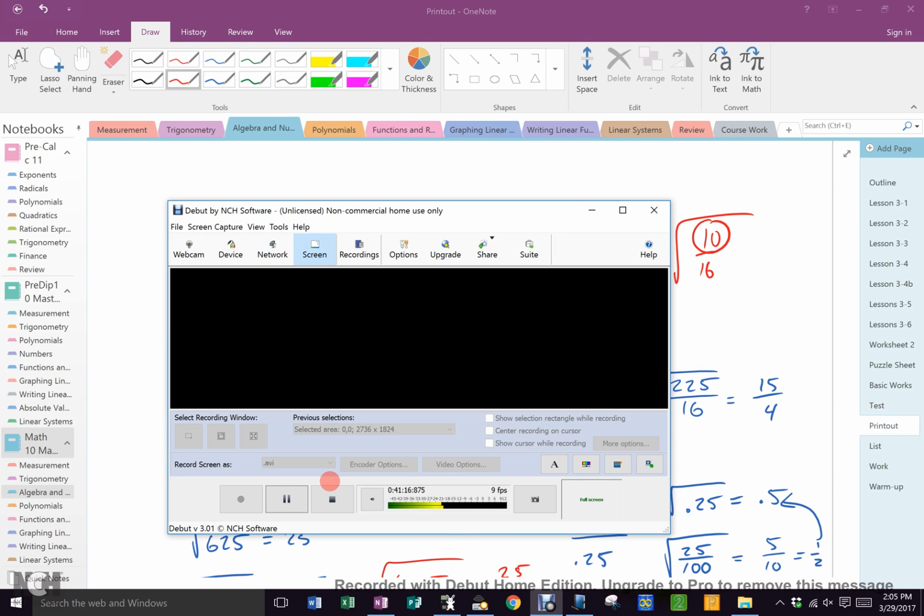So it's 4, right? Yeah. So you would hit 4, and then you get a cube root, and then you enter what you need.